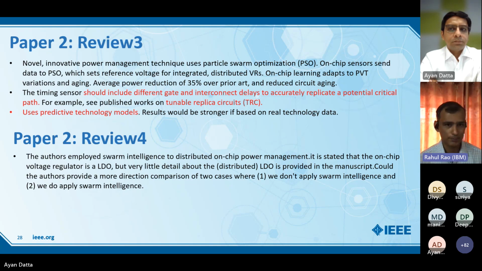And review 4. I read this, but the last comment is the only real value add. Could the authors provide a more direct comparison? It doesn't provide anything that the author can actually improve on to make the paper better. So you want to try and mimic review 1 and 2 and not so much review 3 and 4. Okay. With that, I'll pause.